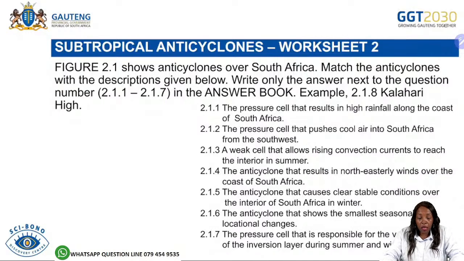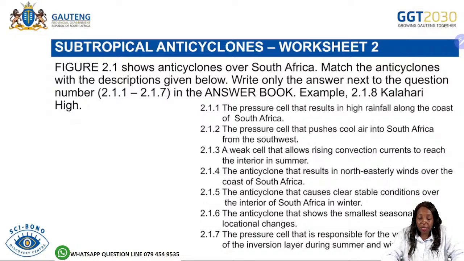Right, boys and girls, there is another worksheet that you can also have 2 minutes to work on. The questions are: figure 2.1 shows anticyclones over South Africa. Match the anticyclones with the description given below. Write only the answer next to the question number in the answer book. Example 218, Kalahari High. So these are the statements, or the descriptions rather, that you need to match with any of the anticyclones that we have discussed.